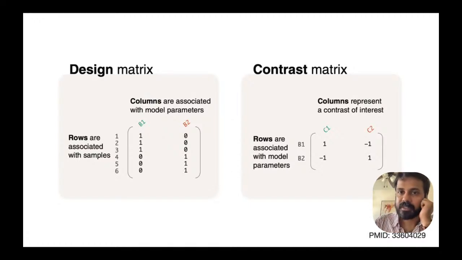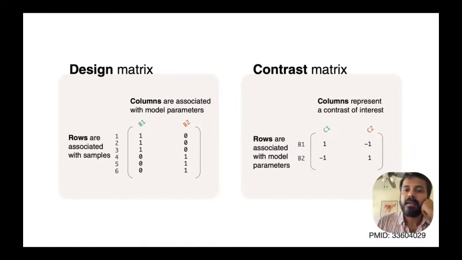We can use this thing called a contrast matrix. The rows of a contrast matrix will be identical to the columns of the design matrix. So you have beta 1 and beta 2 as the columns in your design matrix, and the rows for your contrast matrix are also B1 and B2. The columns of a contrast matrix specify what are known as contrasts, hence the name. A contrast is simply a way of telling R how you want to take the parameters from your design matrix and combine them in a useful way.